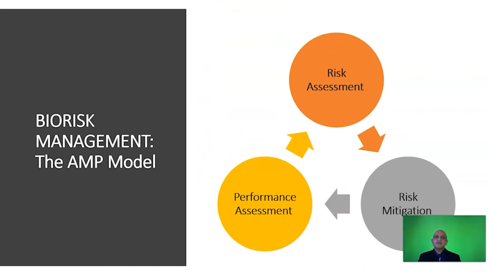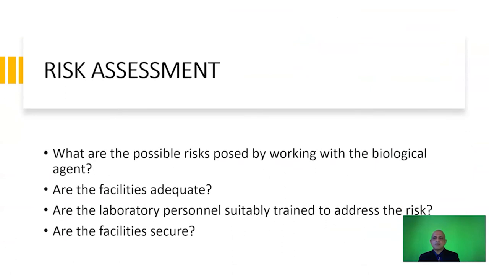In biorisk management, we adopt what is known as the AMP model, which focuses on risk assessment, risk mitigation, and performance assessment. This in itself is a cyclical process. Risk assessment focuses on asking some pertinent questions. For instance, what are the possible risks posed by working with biological agents? Are the facilities adequate? Are the laboratory personnel suitably trained to address the risk? Are the facilities secure? This is all related to infrastructure and training, as well as the biological agent itself.